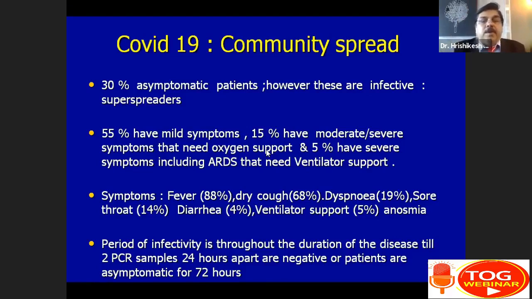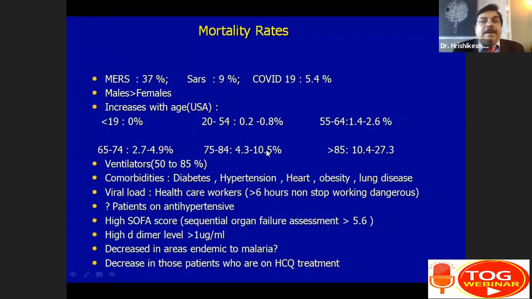If you look at the mortality, the MERS virus was actually more lethal than the SARS-CoV-2 virus and had a mortality rate of 37%. But because of its severe mortality, the host could not transmit it very easily. While the SARS virus had a 9% mortality, and the COVID virus has a 5.4% mortality.